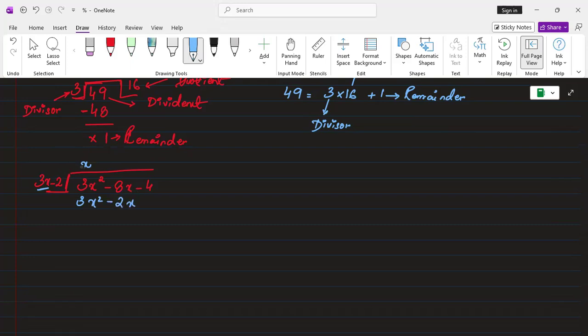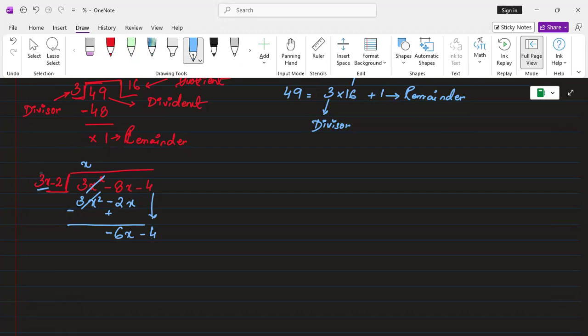You need to multiply all the terms with the same variable, that was x in this case. After that, you simply switch the sign as you need to eliminate them. 3x square gets cancelled out. Minus 8x plus 2x gives you negative 6x. And then you can just simply take this minus 4 down. Now you are left with minus 6x minus 4.